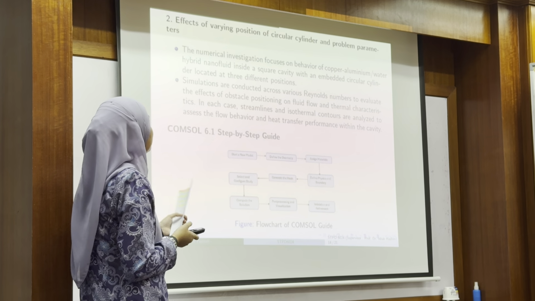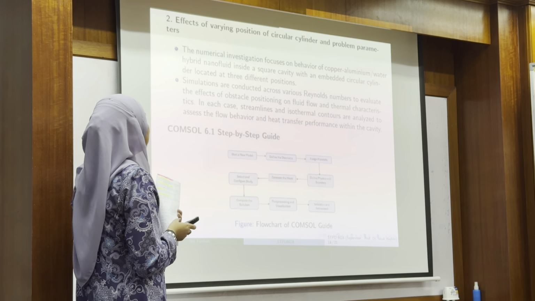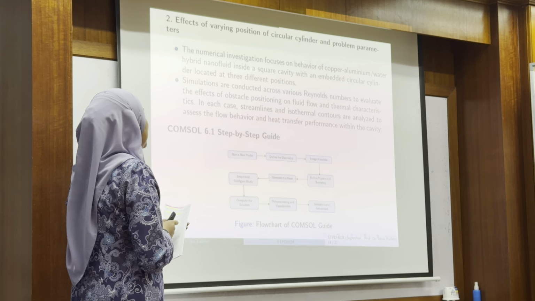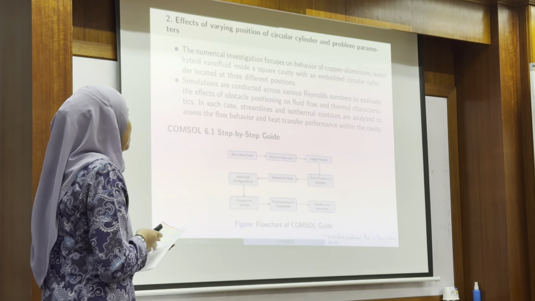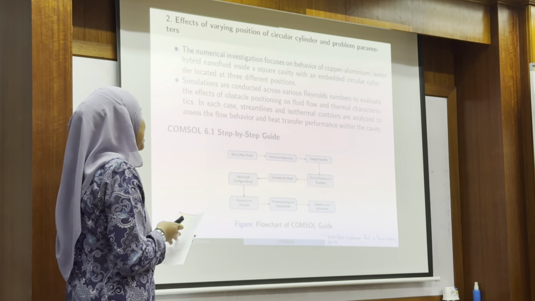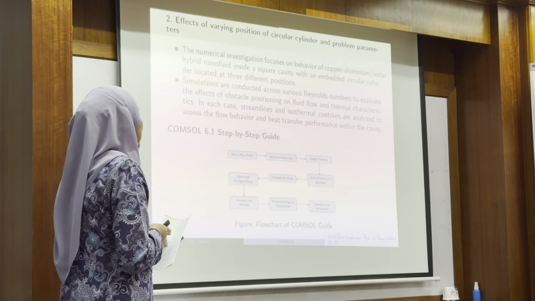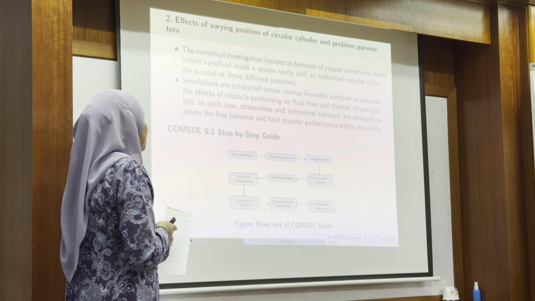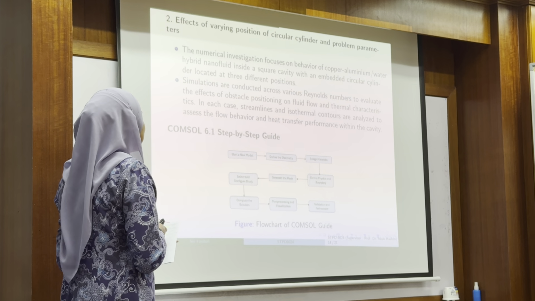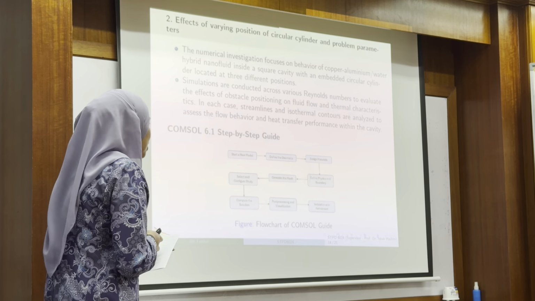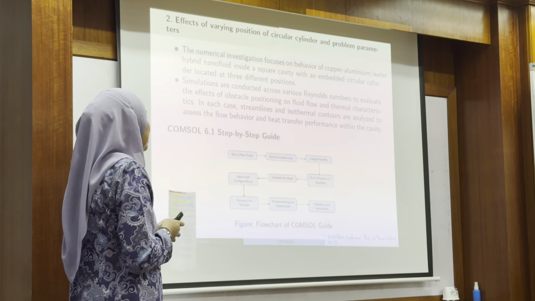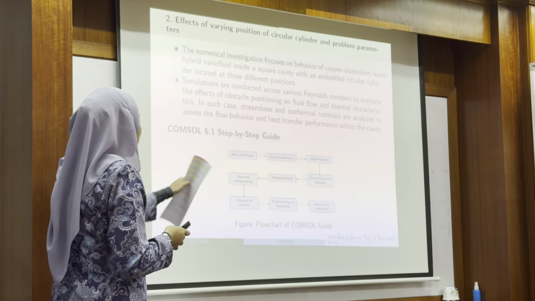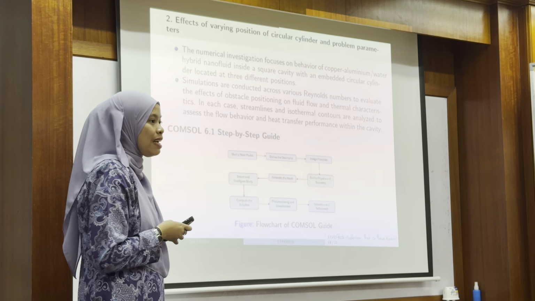Okay, number two, effect of varying position of the circular cylinder and problem parameters. The numerical investigation focuses on the behavior of copper-aluminium water hybrid nanofluid inside a square cavity with an embedded circular cylinder located at three different positions. Simulations are conducted across various Reynolds numbers to evaluate the effect of obstacle positioning on fluid flow and thermal characteristics. In each case, streamlines and isothermal contours are analyzed to assess the flow behavior and heat transfer performance within the cavity. Okay, so I also include the COMSOL 6.1 step-by-step guide.